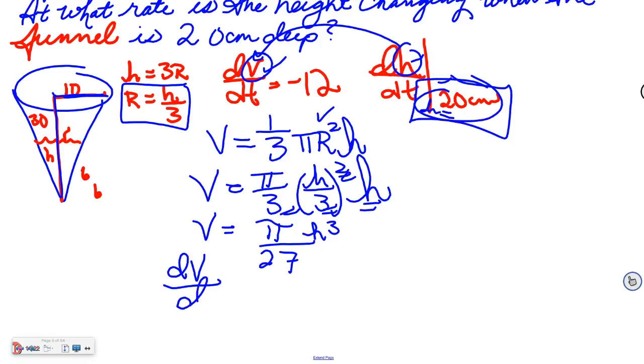So dV/dt is going to equal the derivative of the right-hand side with the constant coming out front. So I'm going to do the derivative. Here, I'm going to write that better.